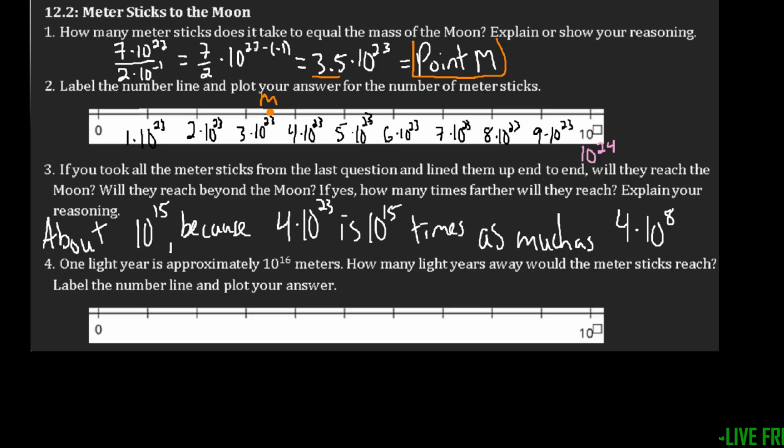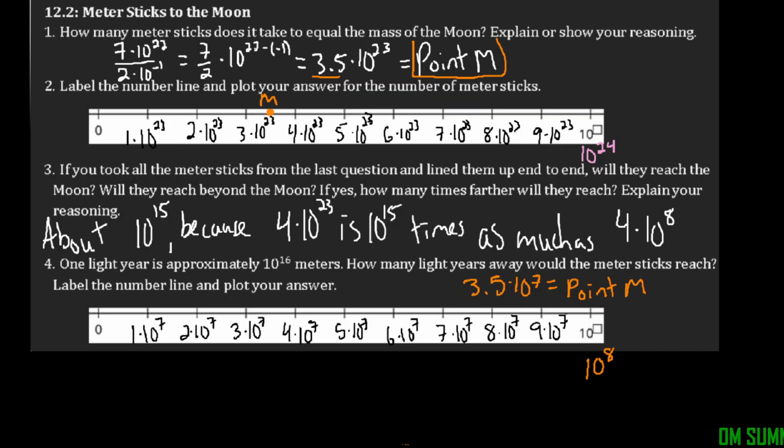We're going to label our far right point as 10 to the 8th, because we're going to say 3.5 times 10 to the 7th is going to be equal to our point M again.